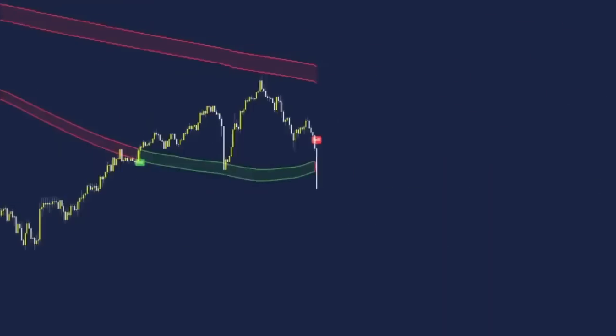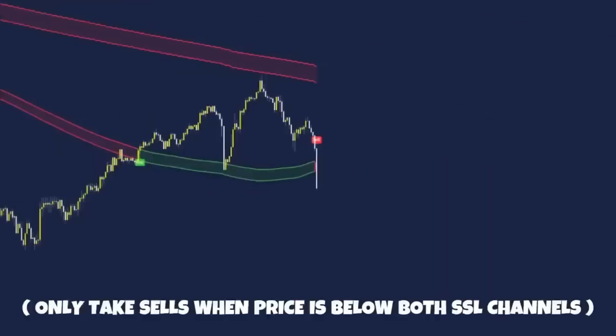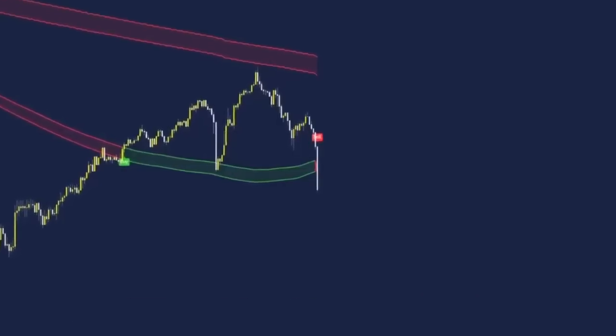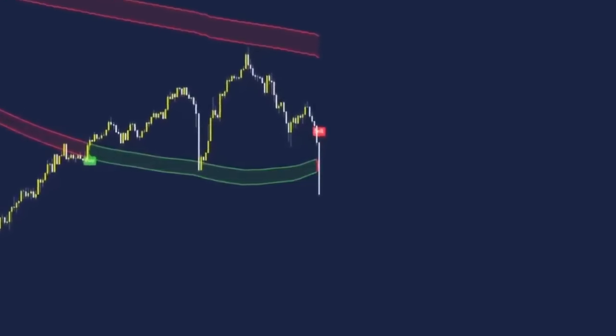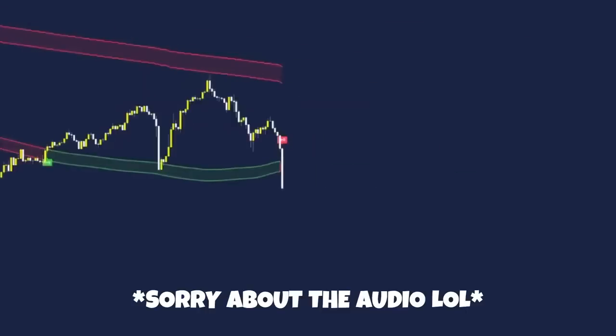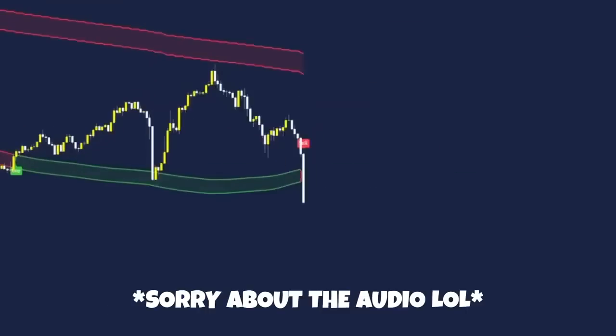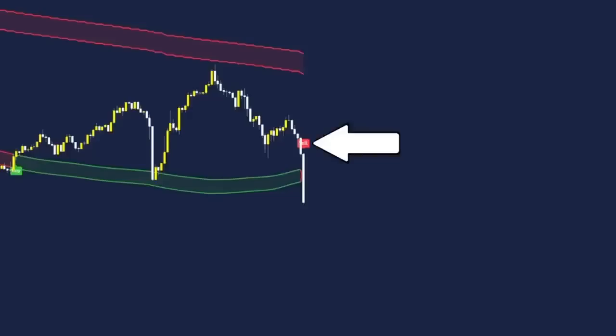It's important to know that for taking sells, we only take sells when price is below both of the SSL channel lines. Ideally, we do not take trades when price is ranging between both the 5-minute and the 15-minute channels. But now that we've had our cross, we've had our pullback to the channels, and we now, for step 3, have our sell confirmation.